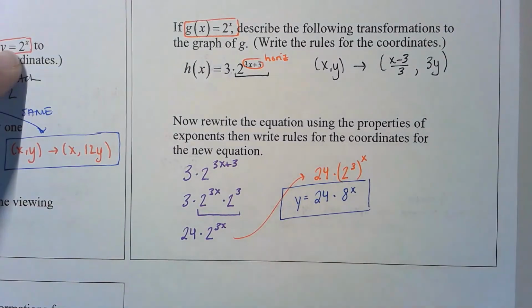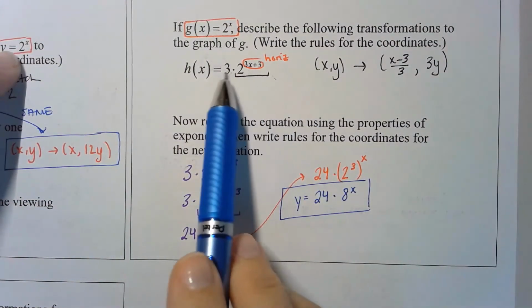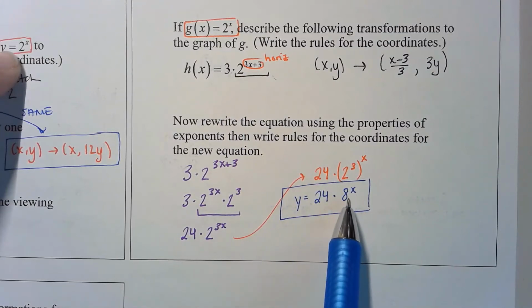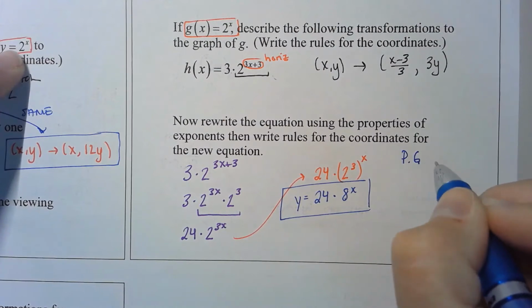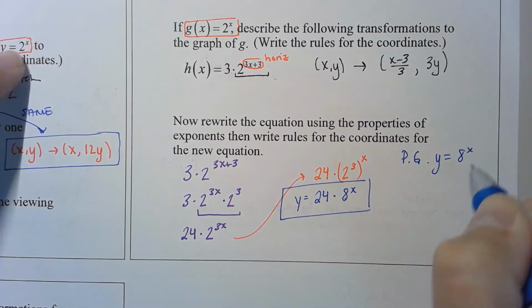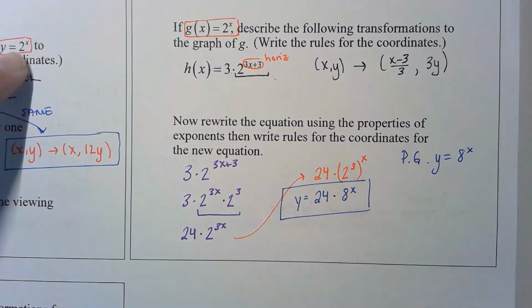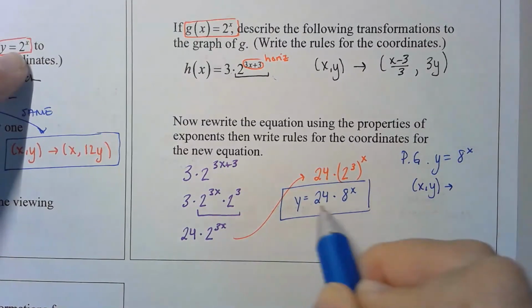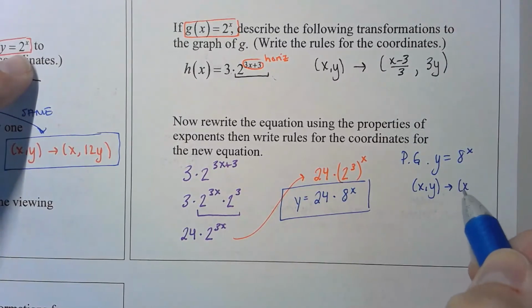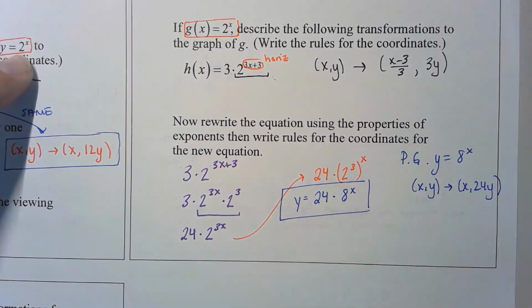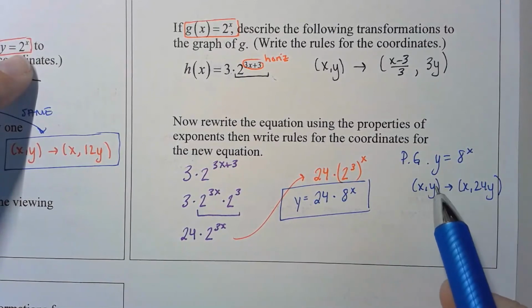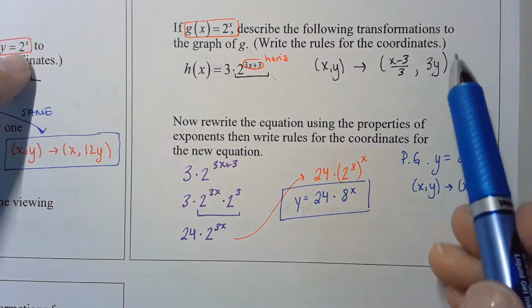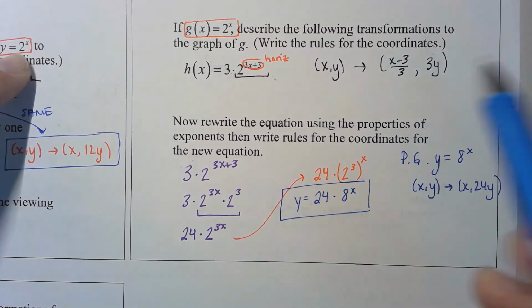So here's the kicker. It looks much simpler, but we have a new parent graph. That's okay. I'm okay with the fact that I have a new parent graph. So I would go graph y equals 8 to the x, but I only have one transformation, and that is to multiply the function by 24. So x's don't change, the y's get multiplied by 24. I think that's a lot nicer than doing all of this. It's a personal preference.